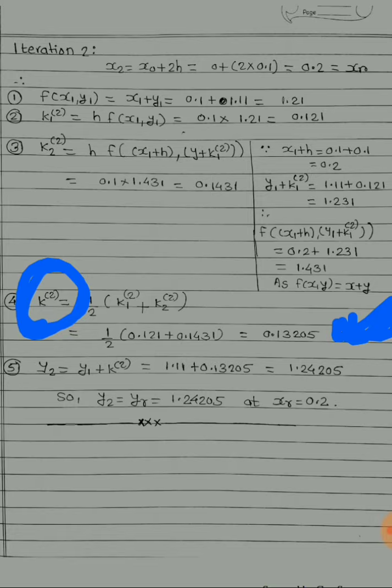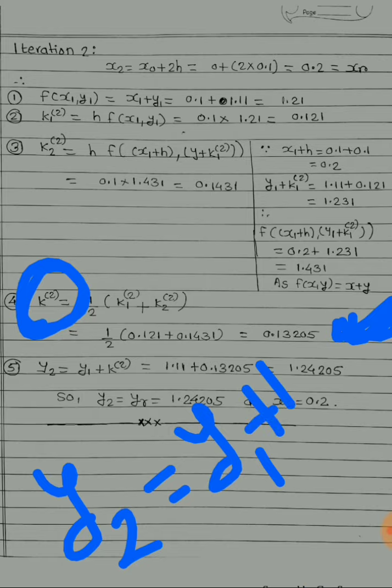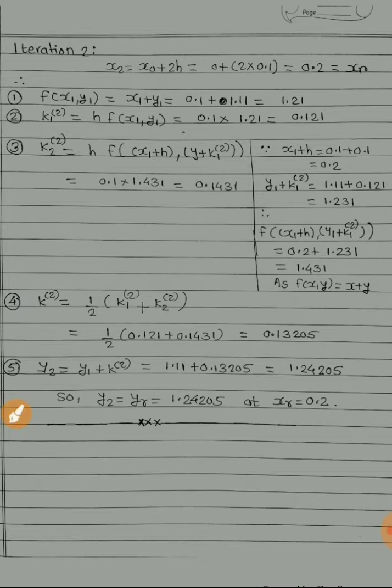Once we calculate k, the next work is to calculate the new value of y, which becomes y2 here as we are in iteration 2. So y2 is equal to y1 plus k in iteration 2. k in iteration 2 is just now calculated, and y1 is known, that is 1.11. If I add the value of k to it, it becomes y2. Hence I will get y2 equals 1.24205. So this is the value of y when x equals 0.2.